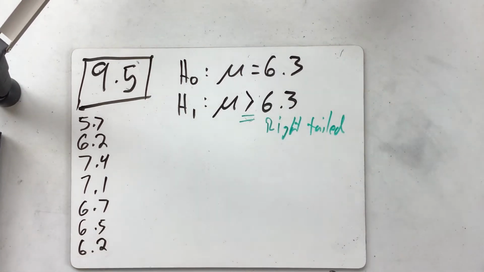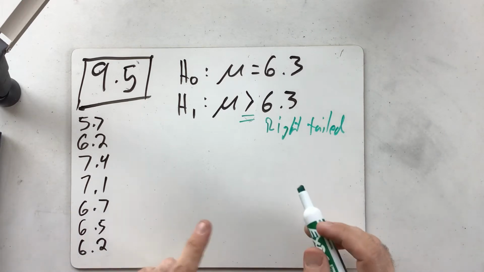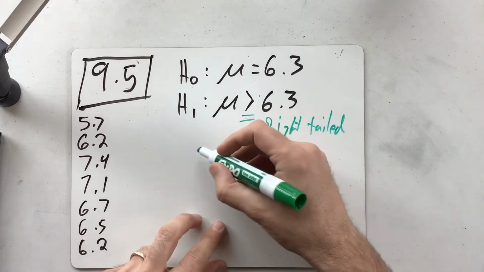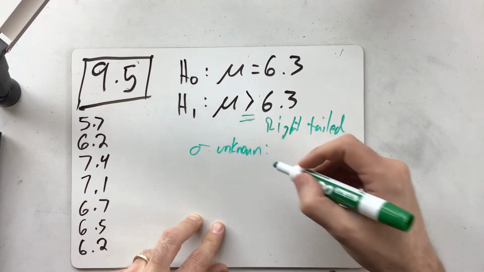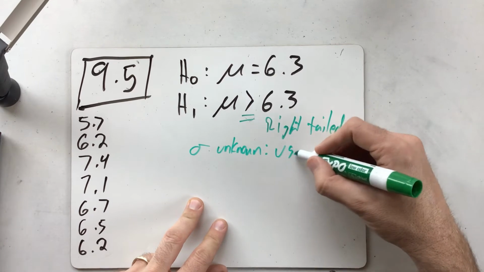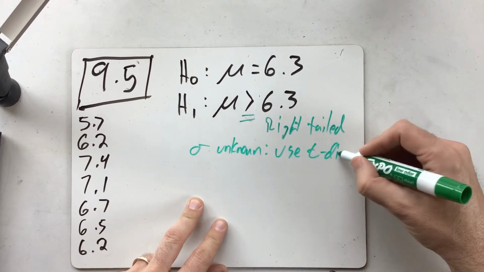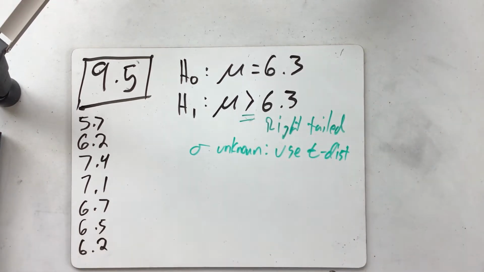And we can also see that we're in the case where sigma is unknown. Sigma is unknown because our problem doesn't tell us what it is. So we can see right away that we're going to need to use a t-distribution. So we're going to be in a situation where we're using a t-distribution, in a right-tailed test. Okay, so now let's start attacking this problem.